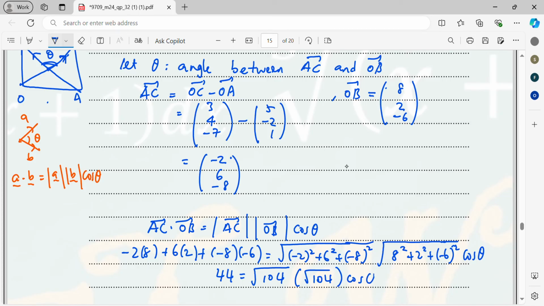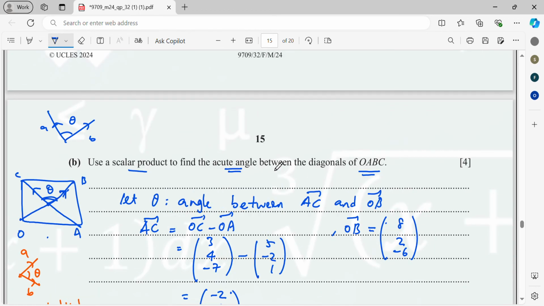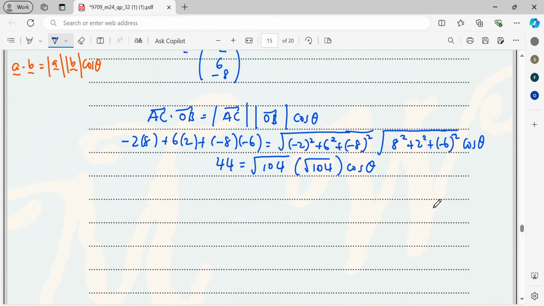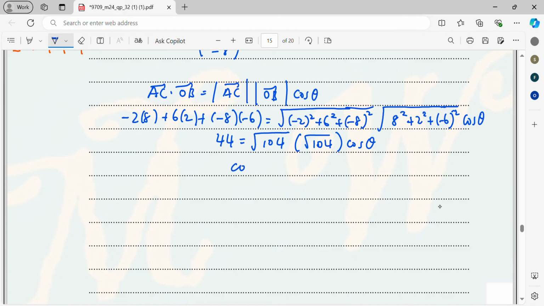Then cos theta. So now to get the angle, make sure it is acute. Acute means it's between 0 and 90 degrees. So now I will say cos theta equals 44 over square root 104 times square root 104, which will be 104. So now my theta is going to be inverse cos of this value. Then this is going to be 64.97 degrees.